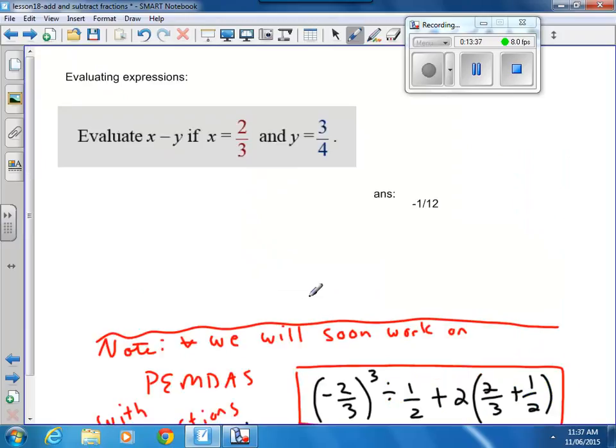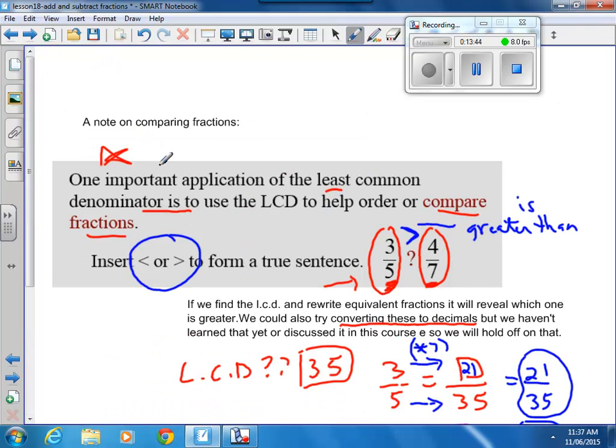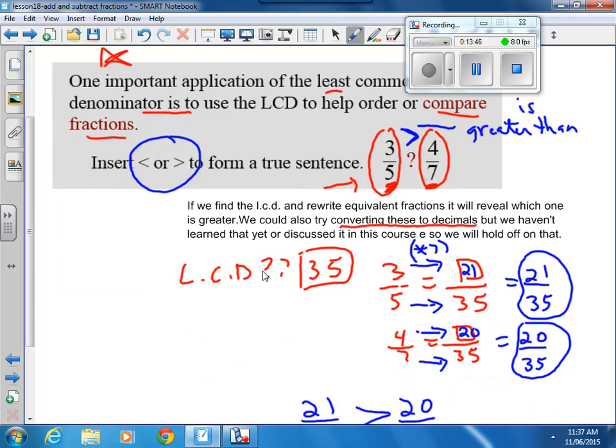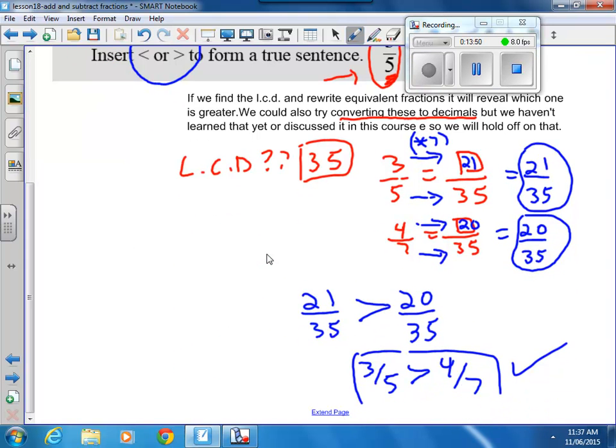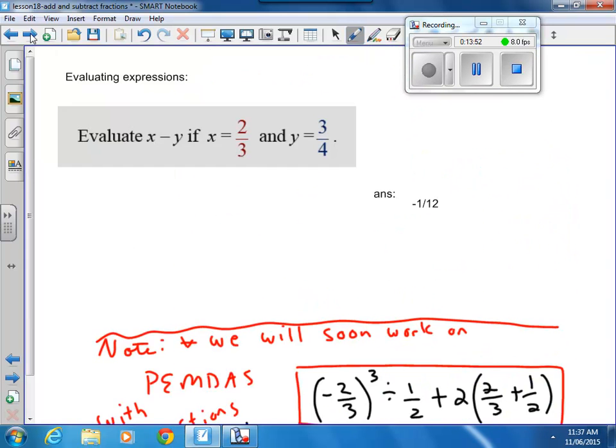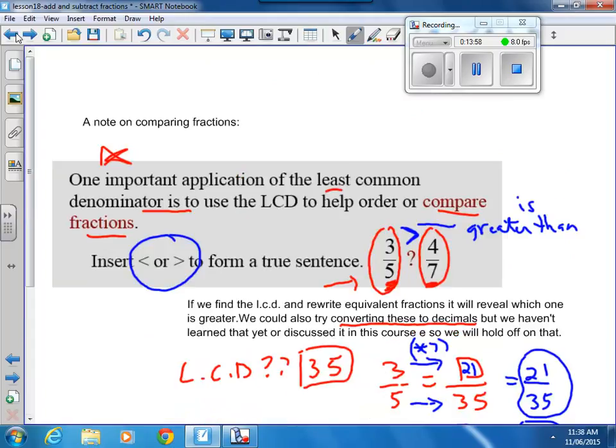I believe this is our final. Actually, I don't want this podcast to be too long, so I'm going to cut this one right here at this notion of comparing fractions, and I will do evaluating expressions next. I'll do that on another video. So we'll have part 1 and part 2 of the notes.